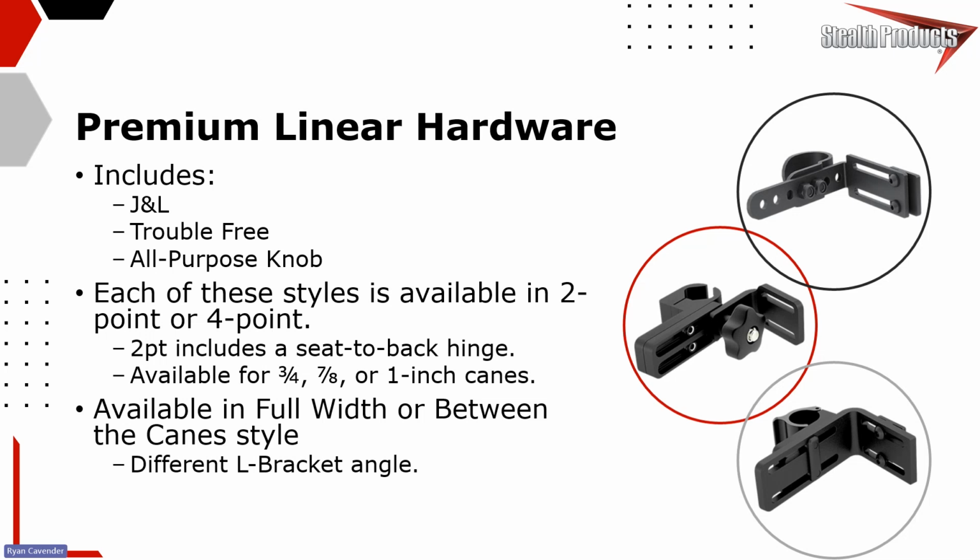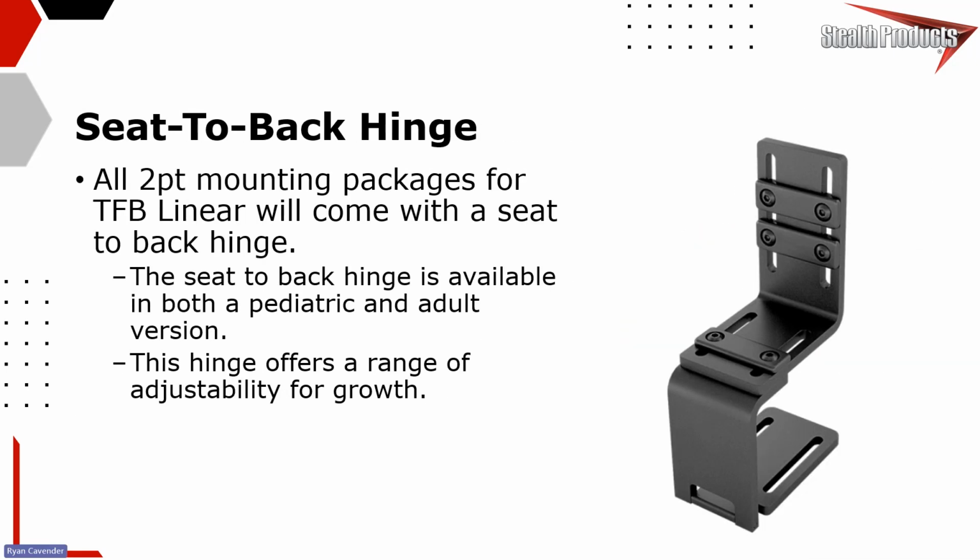The 2-point package is going to include a seat-to-back hinge. 4-point would just be 4 of these pieces. So our seat-to-back hinge, again, all of your 2-point packages for linear and contour, for that matter, are going to include this. The hinge not only allows for adjusting the seat versus the back support and allowing for growth and things like that, but once you install it in the seat, the back support, they come out as one system. So that's kind of the benefit there. Families are able to break that thing down, move it in and out of the chair regularly, a lot easier than if it's 2 pieces usually.